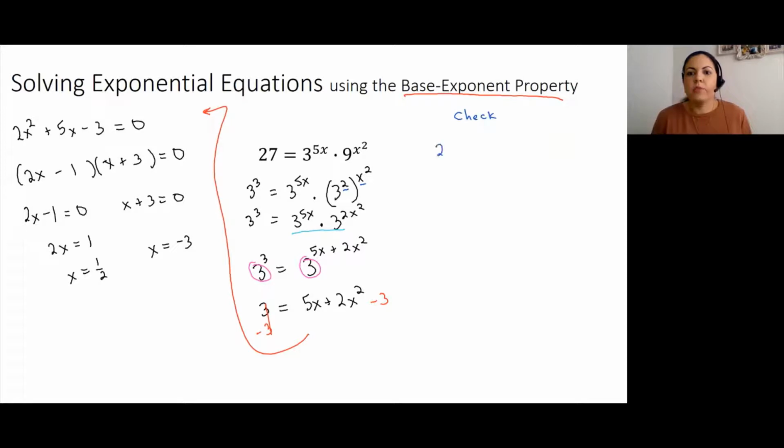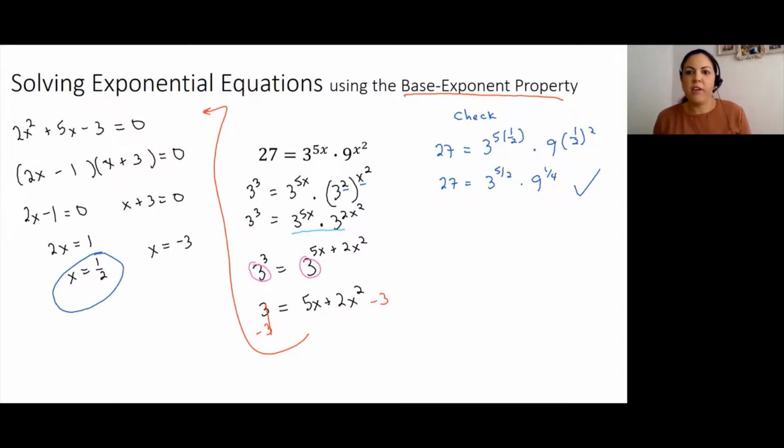So going back to my original problem, I'll plug in x equals 1/2. So over here, we get 3 to the 5/2 times 9 to the 1/4. Okay, that's a lot. So I'm just going to type that into my calculator. If I do 3 raised to the 5/2 times 9 raised to the 1/4 power, it gives me 27. So that means that this does work. x equals 1/2 is a valid solution.